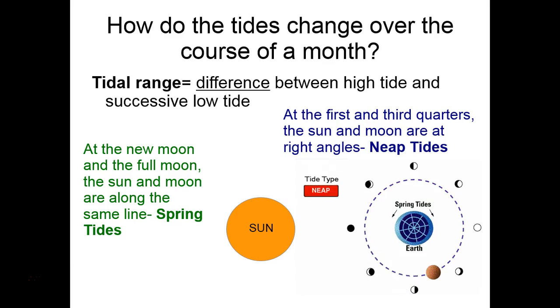When the Earth, the moon, and the sun are at right angles, we call that a neap tide. So, again, the smallest tidal range is the neap tide. And since that also occurs twice, when there's a first quarter moon or a third quarter moon, we have two neap tides that would occur over the course of the month.